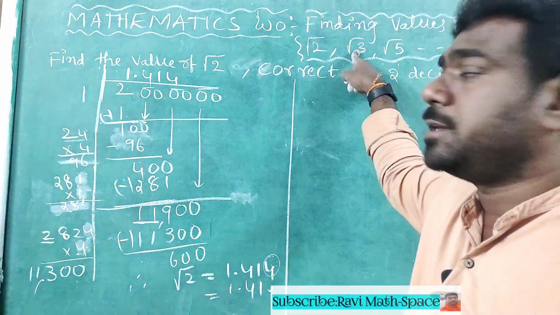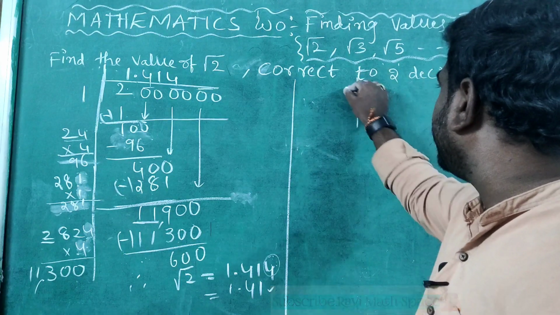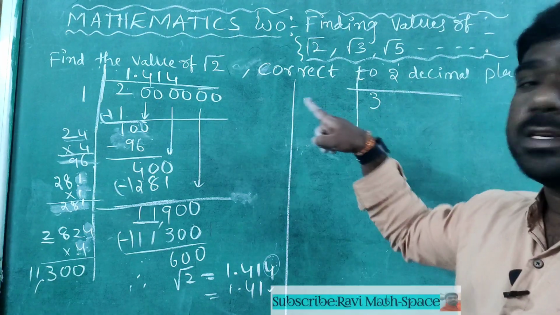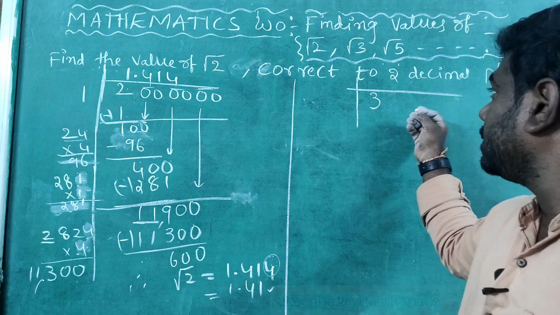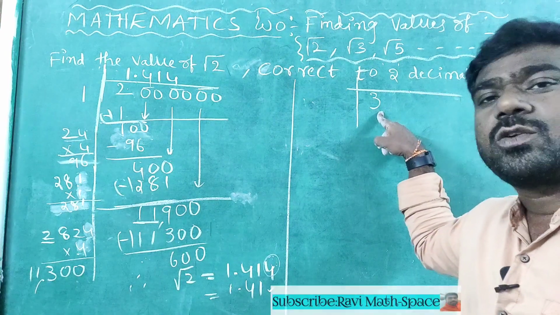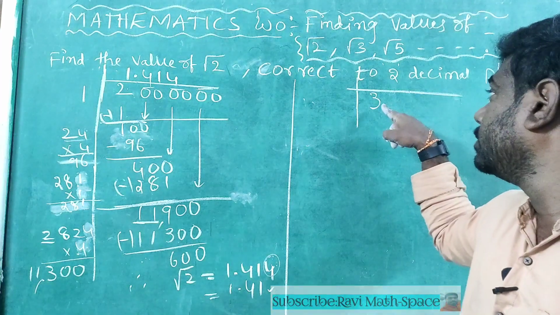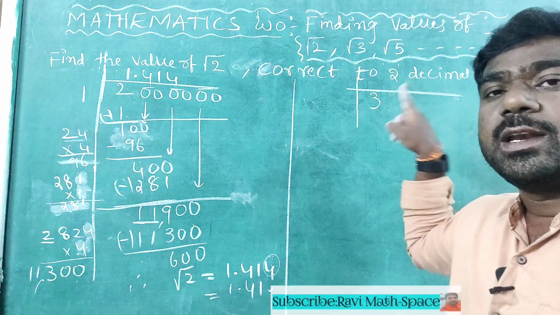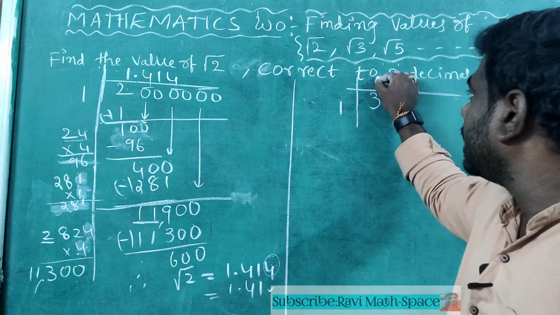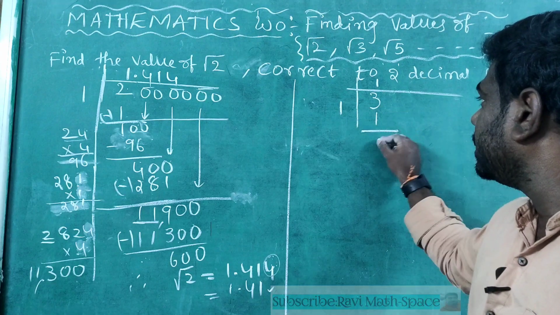How to find it out? See here. I can find it out by the division process. What is the first step here? The first step is the nearest square to this number. 1 square is 1, 2 square is 4. So 4 is a bigger number compared to 3. 1 is the nearest square. So I can take 1 in the divisor as well as in the quotient. Now subtract 1 from the given number. 3 minus 1 is 2.